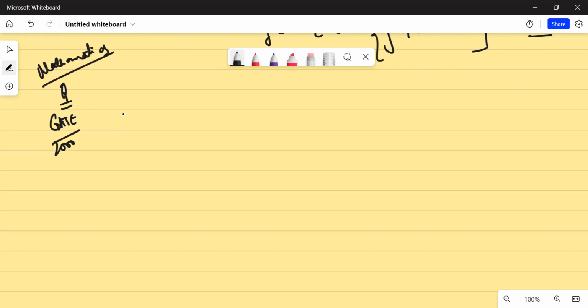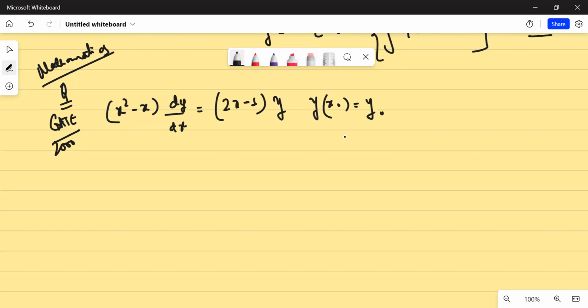The question says: consider the differential equation given by (x square minus x) dy by dx equals (2x minus 1) y, such that y of x naught is equal to y naught. This differential equation, or this IVP, means initial value problem. What is an initial value problem? You are given a differential equation and then you are given some initial conditions. This is what is known as your initial value problem. So this IVP has a unique solution.